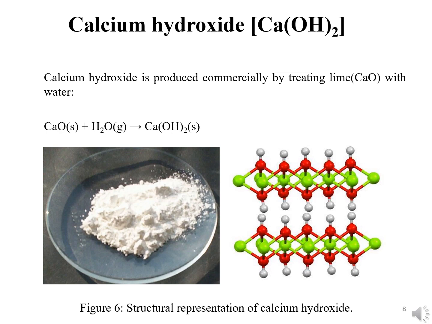Calcium hydroxide, traditionally called slaked lime, is an inorganic compound with the chemical formula Ca(OH)2. It is colorless crystal or white powder and is produced when quicklime is mixed or slaked with water. Calcium hydroxide is produced commercially by treating lime with water, as shown in the reaction below. Here in figure 6, structural representation of calcium hydroxide is shown.